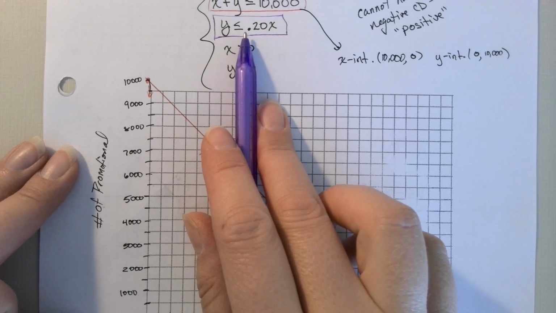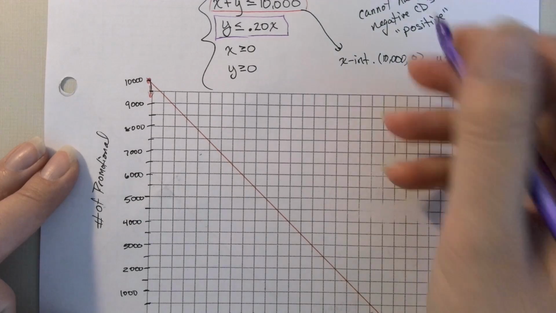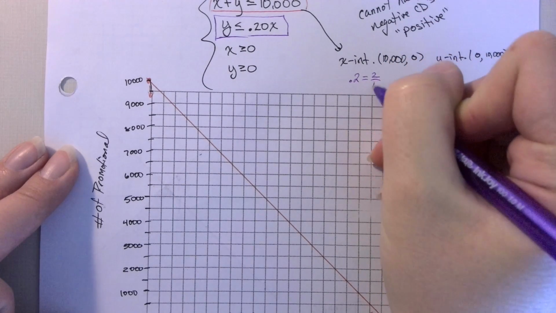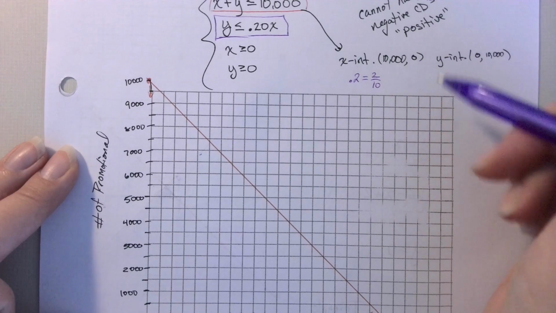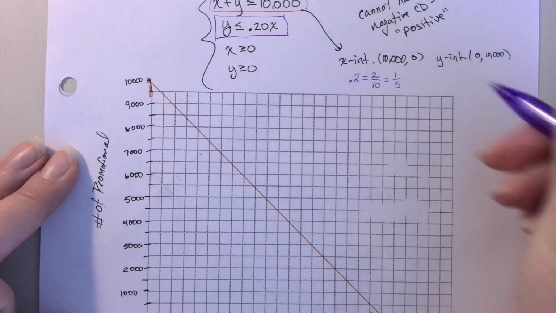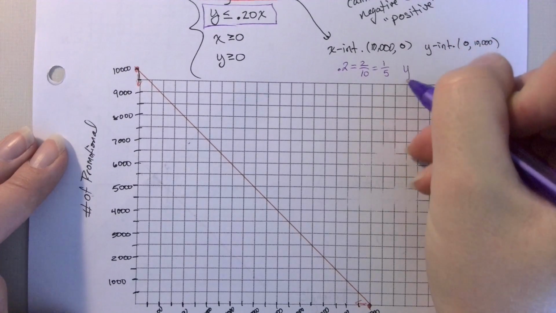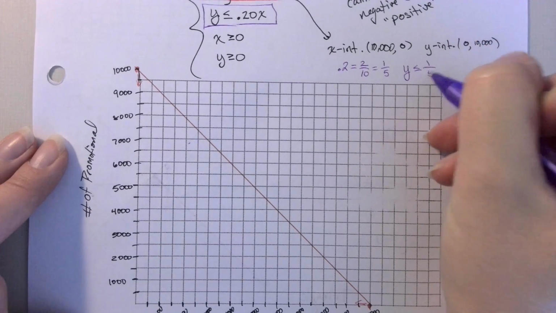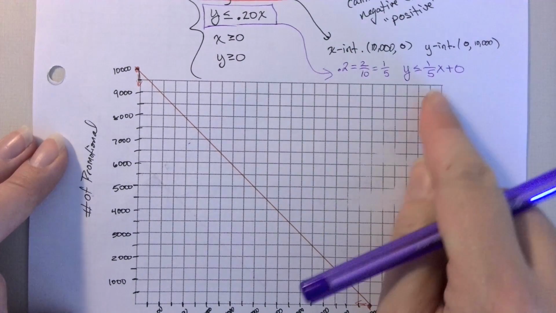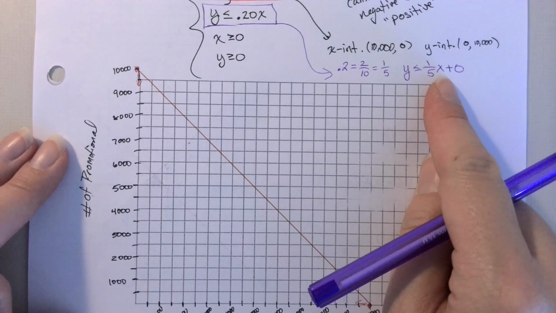So there's two options here. Change it to a fraction, and if you think about that, isn't 0.2 the same as 2/10 or 20/100? And 2/10 is the same as 1/5. So I'm really going to rewrite that as y is less than or equal to 1/5 x plus 0. That's really helpful. Now I can see it.